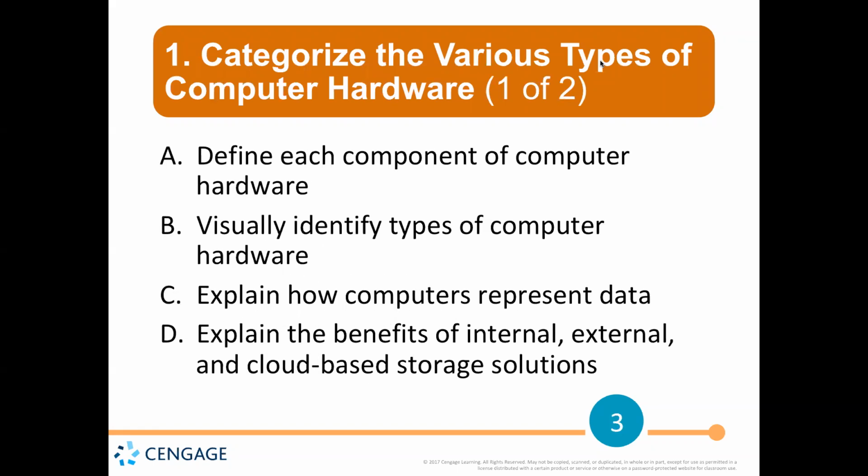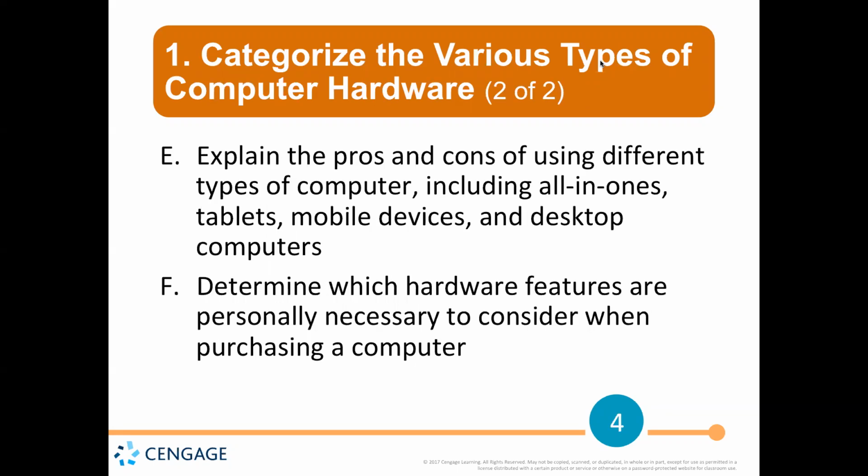Okay, so I think there's 5, 6 different objectives in this one: to define each component, obviously. Visually identify them, so I'm going to show you some pictures. I don't know how important that is relative to taking the exam, since there's no pictures on the exam, but it's kind of useful to understand what they look like. Talk a little bit about how computers represent data using binary, some benefits of internal, external, and cloud-based storage, which is a decision you'll face, looking at different types of computers, and then just talk for a little bit about when you go to pick a computer, which thing's most important to you, okay?